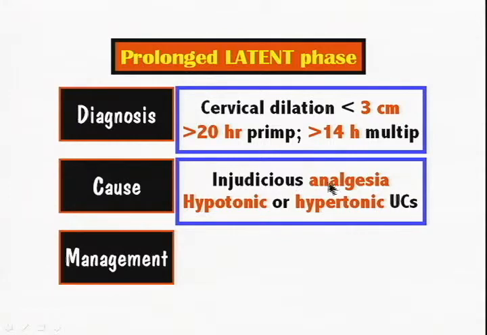It is injudicious analgesia, hypotonic uterine contractions, or hypertonic uterine contractions. Injudicious analgesia. The patient is 1 to 2 centimeters dilated. Doctor, it's hurting so much. Can you please give me some medication? Why, sure. You give her medication, and what happens? The contractions poop out. Injudicious analgesia. Hypotonic contractions: instead of being every 3 minutes, they're every 10 minutes. Hypertonic: they are frequent, they are intense, but they only last 20 seconds.